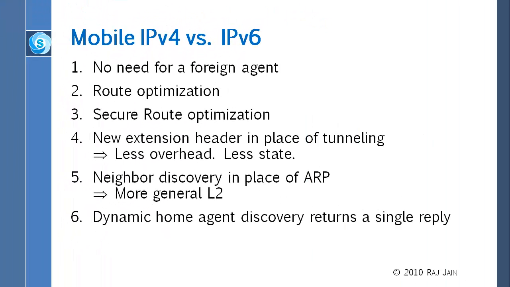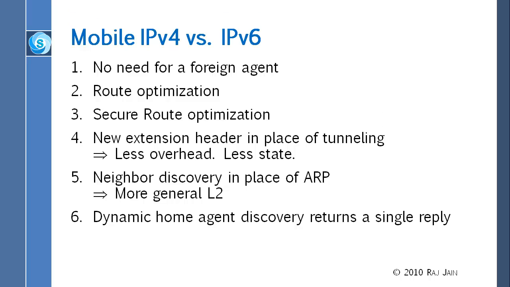All right. So what is the difference between mobile IPv4 and mobile IPv6? The first thing is that there is no need for a foreign agent. The reason you don't need a foreign agent is that you don't need a care-of address, because you have a globally unique care-of address. You can make up your own globally unique care-of address. So it basically comes directly to you.